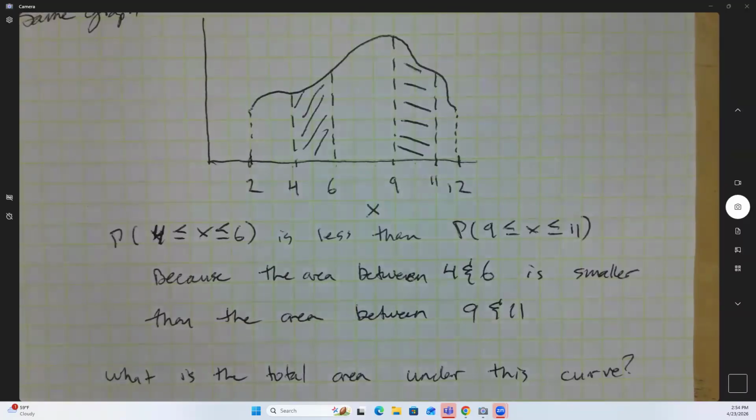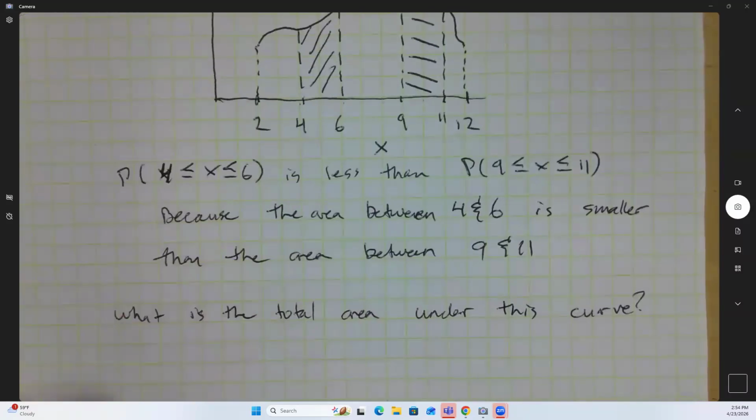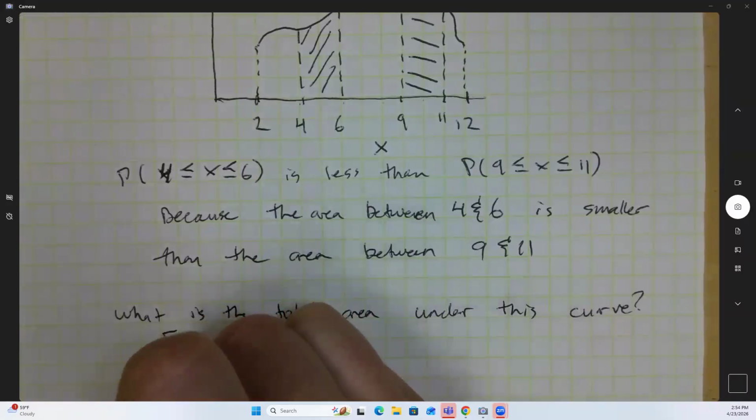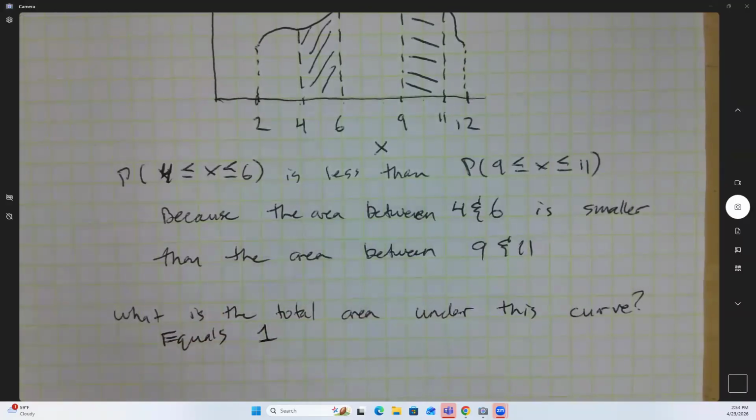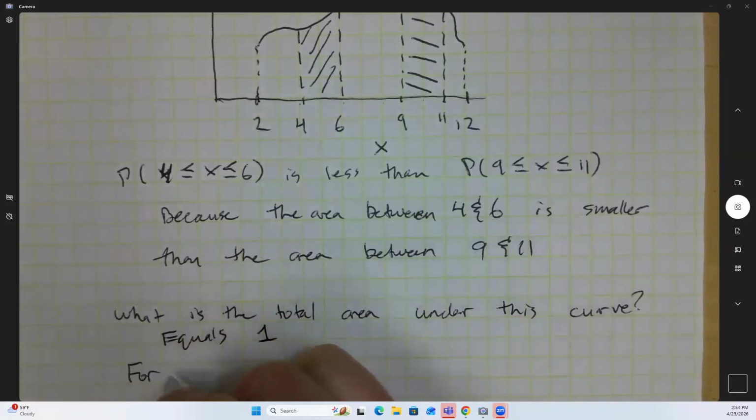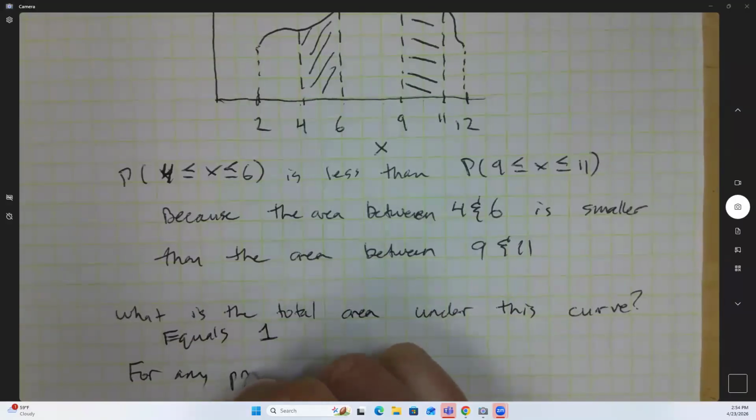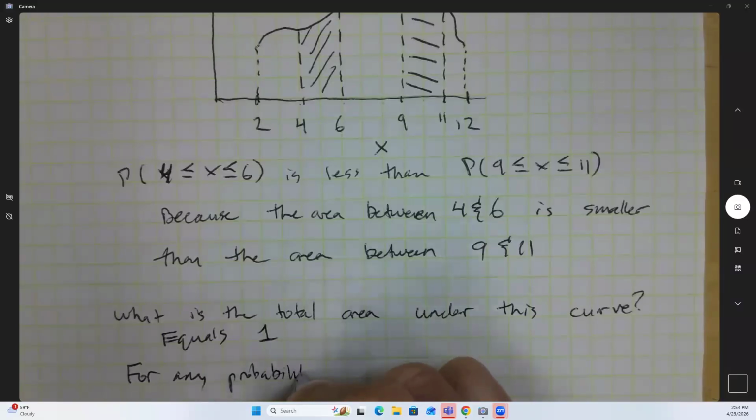Because we always know with a probability distribution, the total probability is 1 because something has to happen. The total area under this curve, in fact, for any probability curve, equals 1. And this is true for any probability curve.